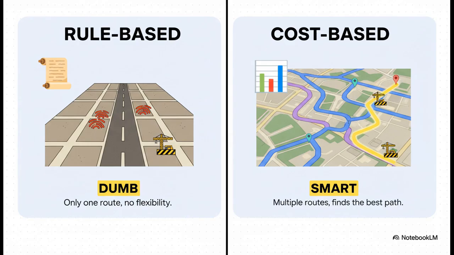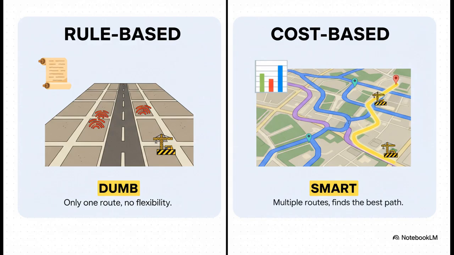Okay, but here's the thing. Not all optimizers are built the same. You've got two main types. The old school one is the rule-based optimizer. This is like a dispatcher who has a rulebook that says, always take the highway. It doesn't matter if it's rush hour or if there's a huge accident blocking all lanes. The rule is a rule.